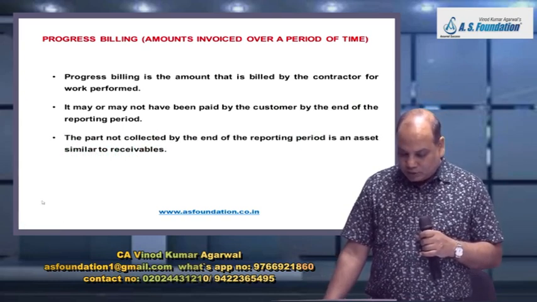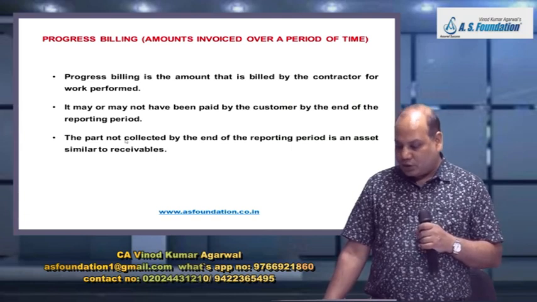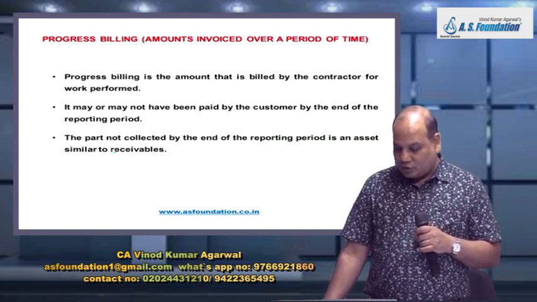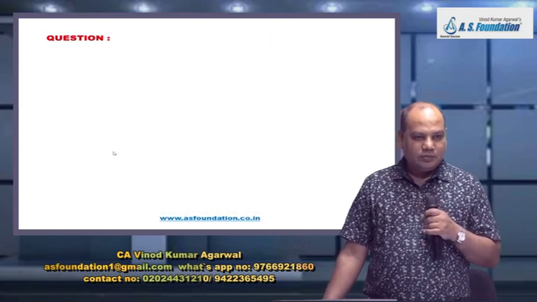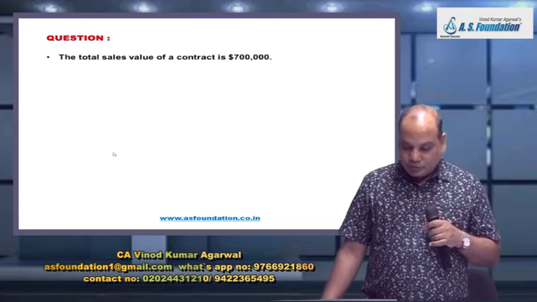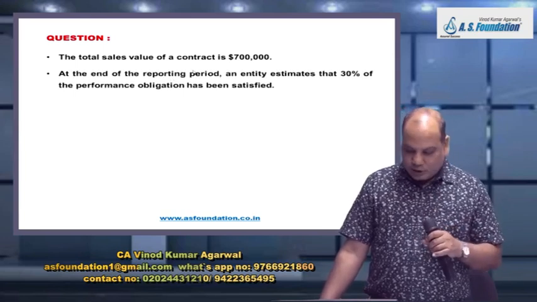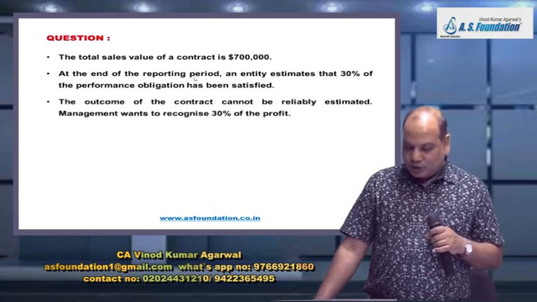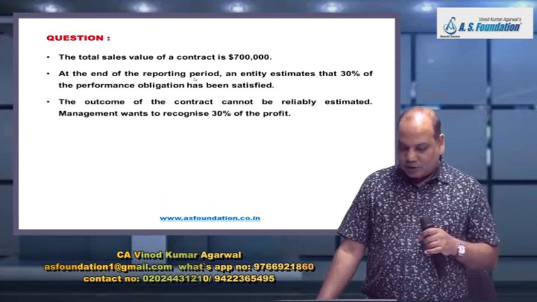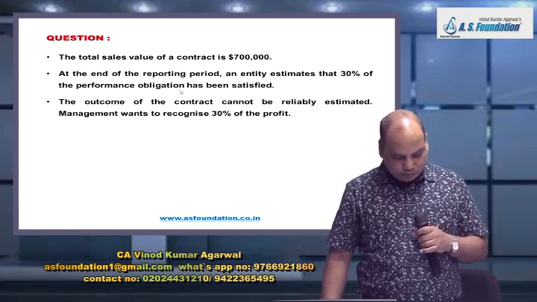For the accounting purpose, progress bill amount minus amount received from customer, the difference is called trade receivable. It will appear as a current asset in the books. Say for example, there is a contract, sale value $7 lakh, and at the end of the reporting period, an entity estimates that 30% of the performance obligation has been satisfied.